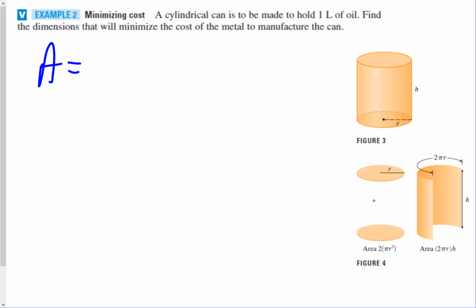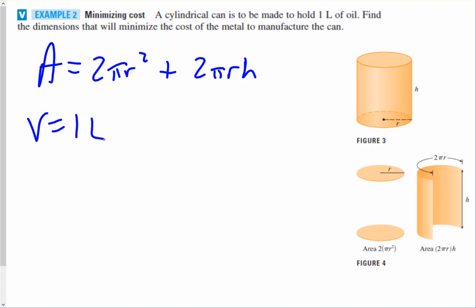Now for the base and the top, that's pi r squared, and because there are 2 of them, 2 pi r squared, plus the area of the side wall, which will be the circumference of the top times the height, so 2 pi r times the height. That would be the area for our cylindrical can. Now they also tell us that the volume of the can is 1 liter. We're going to change that into cubic centimeters. So 1 liter is 1,000 cubic centimeters.